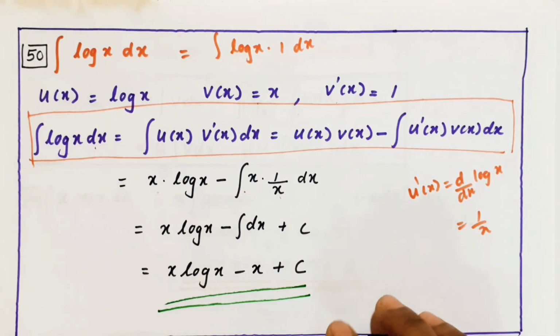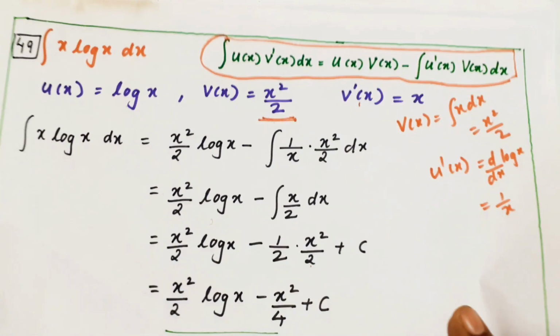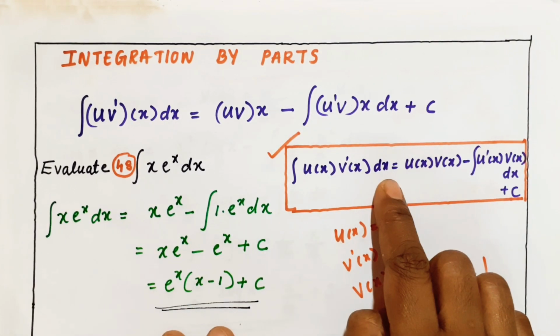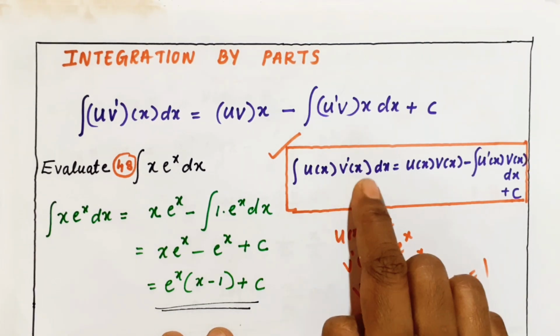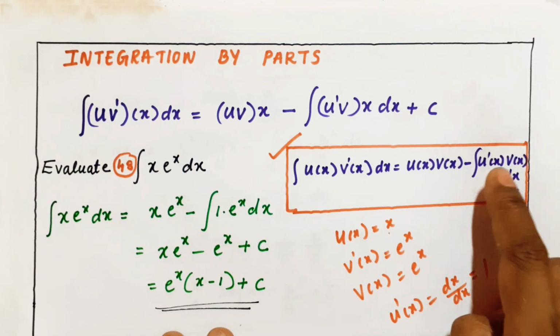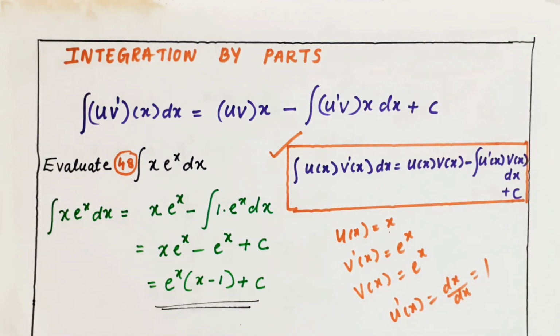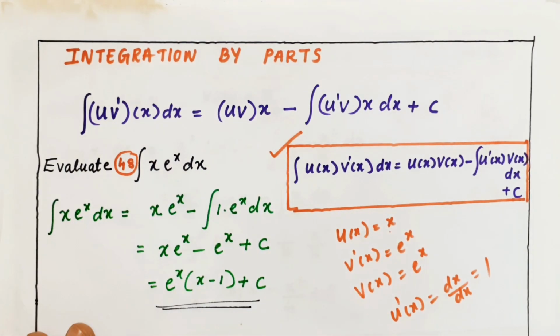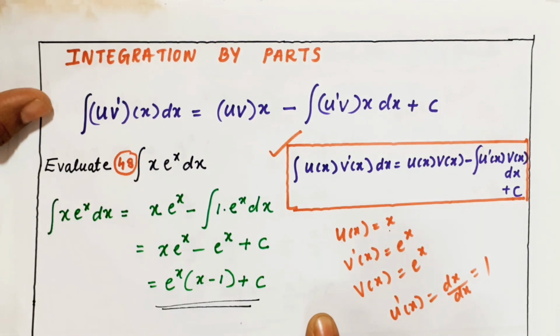So in short, I want to tell where we use this type of integration. Integral of u of x into v dash x dx means u of x v of x minus integral of u dash x v of x dx plus c. So the given quantities are u and v dash. From v dash you find v. After that you find u dash and substitute it. That's all.